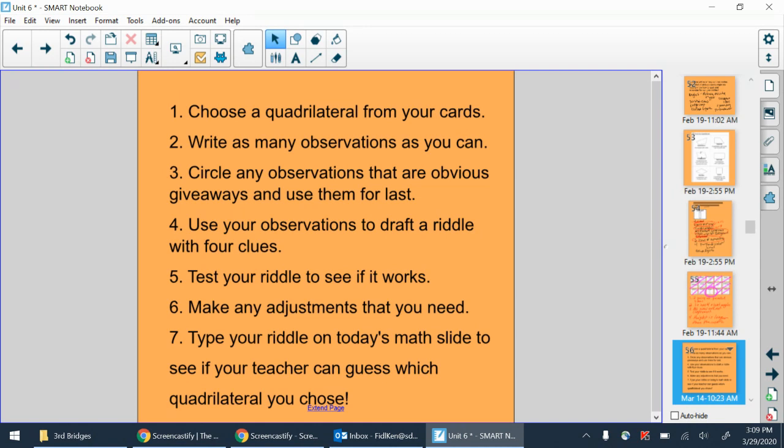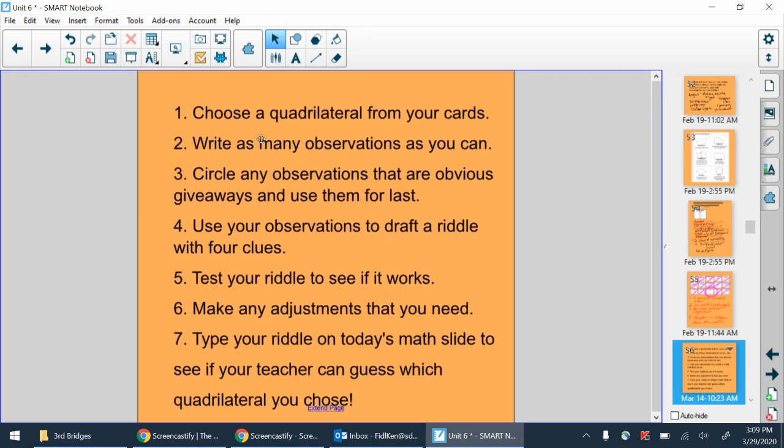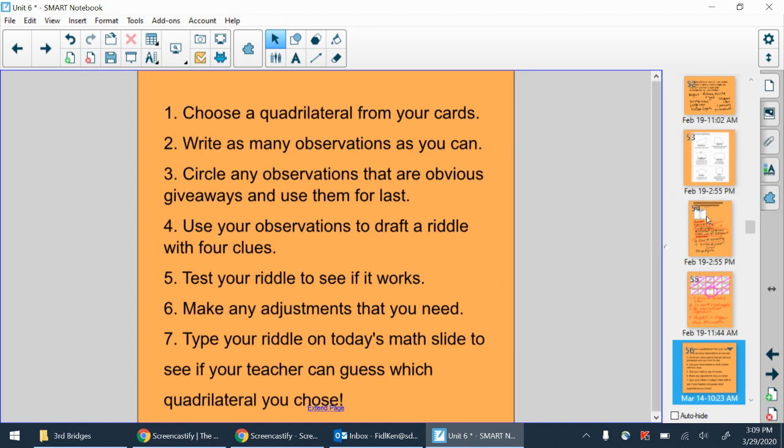So the first thing you're going to want to do, like it says, is choose a quadrilateral from your cards. And you're going to write as many observations about that as you can, just like I did about my rectangle. You can circle any observations that are obvious giveaways and use them for last. So anything like mine, with the no, all the sides were not congruent. If you choose a square, you're not going to want to say in your first clue that all the sides are congruent, because then that would just give you squares and rhombuses. You might want to use that a little bit later.